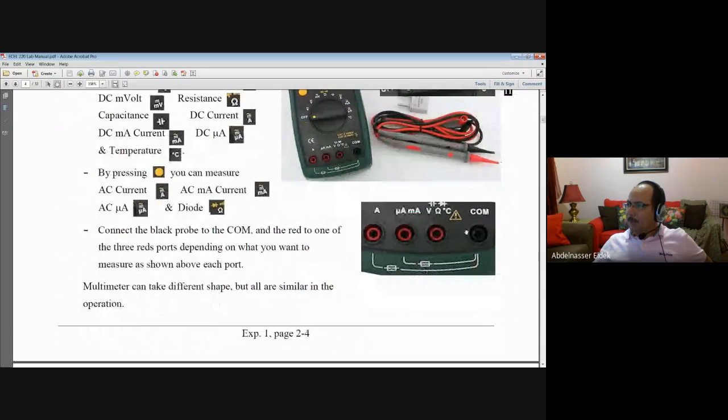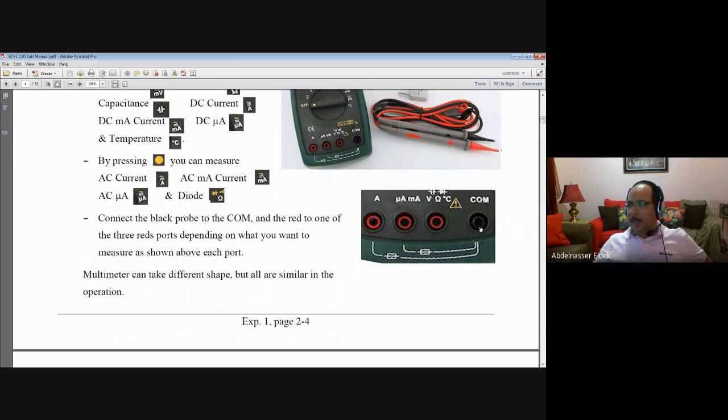So this is the common. You see this common. You connect the black probe to this common, and the red you connect to the right one. You have three here, 1, 2, 3. This may be different from one multimeter to another. Maybe you have only two positions, or 3, or 4 like this one. But at the end, the concept is the same.